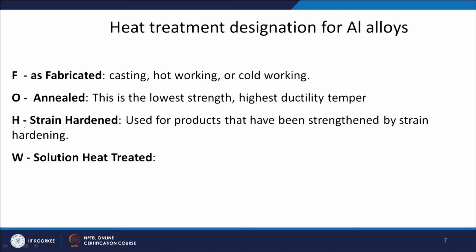Another designation, H, is called strain hardened. Again, when we discuss mechanical properties, you will understand what we mean by this term. It is used for products that have been strengthened by strain hardening, or basically by deformation. Or W, which is solution heat treated. So, if I say W, then you know that it has to be solution heat treated, that is it. If I say O, you understand that it has to be fully annealed, and that is it. Now, there are a large number of designations for aging treatment.